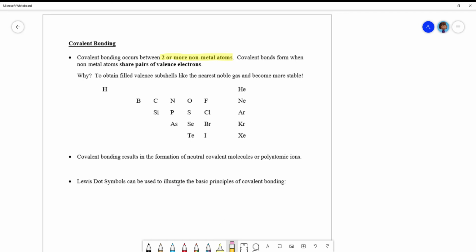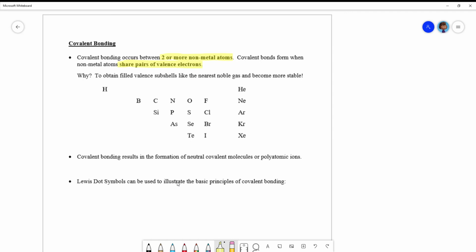Now, how do covalent bonds form between these non-metal atoms? Well, they form whenever non-metal atoms do what? The magic word right here: share pairs of valence electrons. So let's highlight this as well. Share pairs of valence electrons.